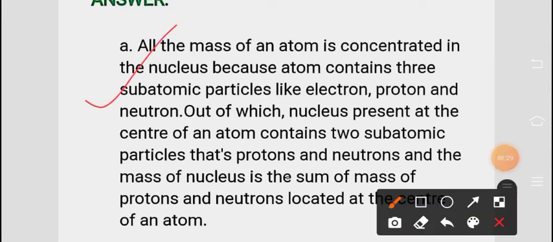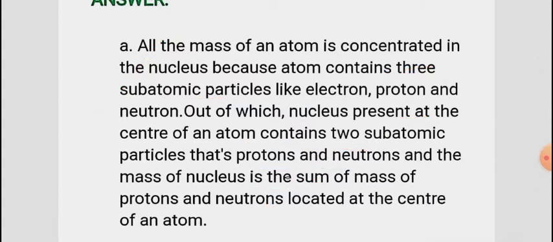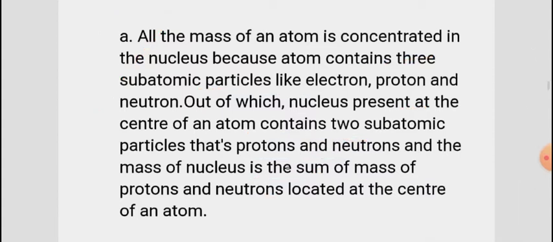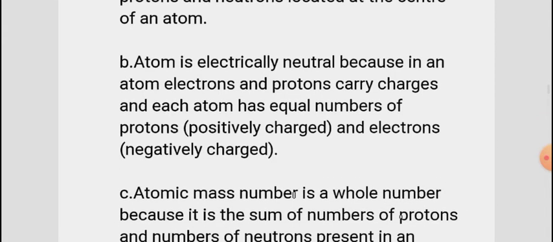All the mass of an atom is concentrated in the nucleus because an atom contains 3 subatomic particles: electron, proton and neutron. Out of these, the nucleus, present at the center of an atom, contains 2 subatomic particles, that is protons and neutrons, and the mass of the nucleus is the sum of the mass of protons and neutrons located at the center of an atom.